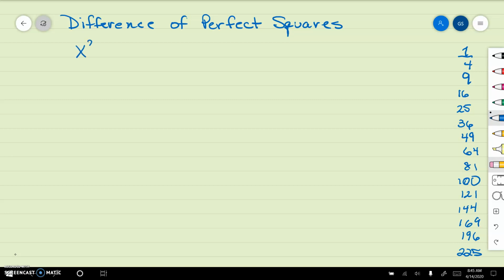If I had something that said x squared minus 4. Okay? Well, that x squared, do we all remember that x times x is x squared? So x squared is a perfect square, because x times x equals x squared. And 4 is a perfect square, and this is the difference of perfect squares. All the difference means is subtract. So really what they're saying up here is the subtraction of perfect squares.